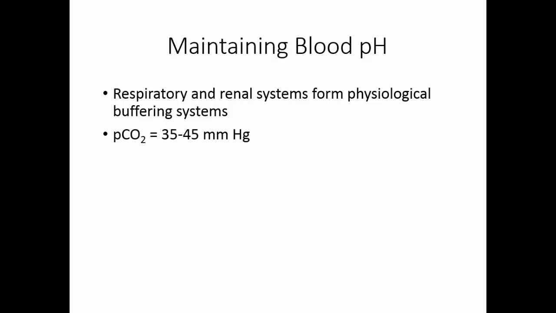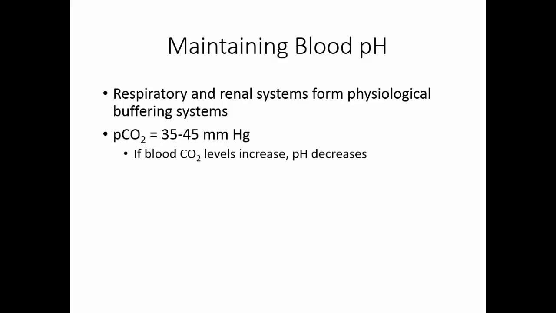You need to remember that our partial pressure of carbon dioxide in the blood should be between 35 and 45 millimeters of mercury. When blood leaves the lungs, the PCO2 is at 35. When blood leaves the tissues, the PCO2 is at 45. So this is the normal level of PCO2 in the blood.